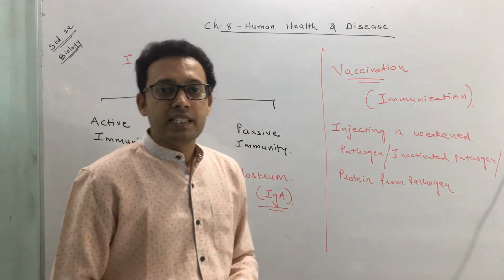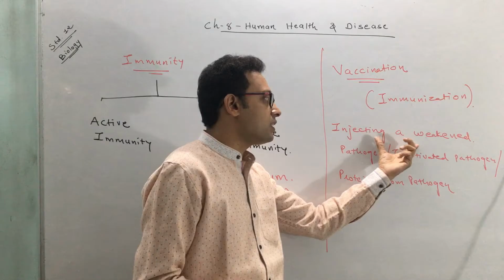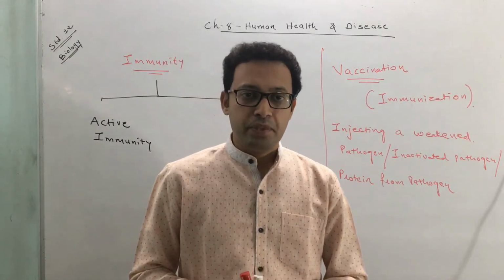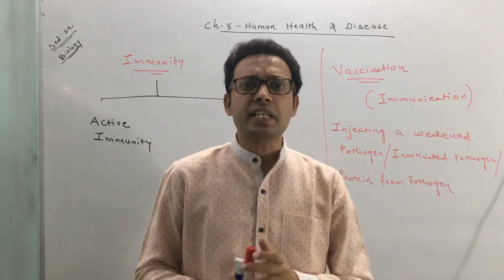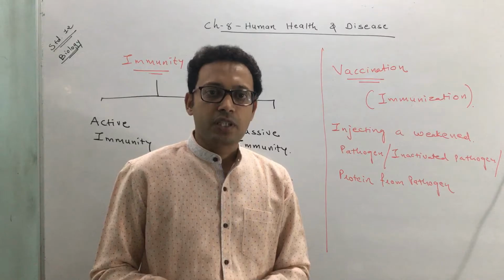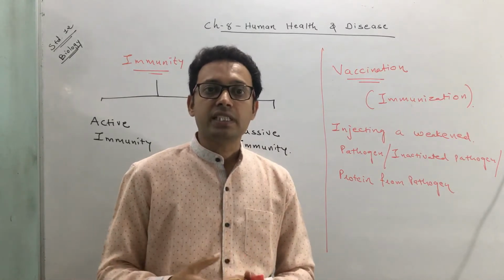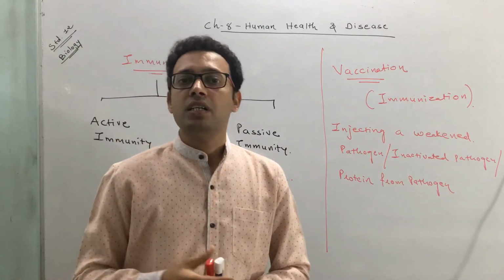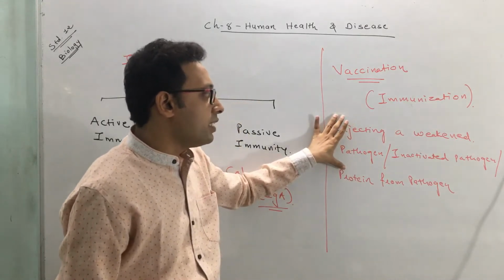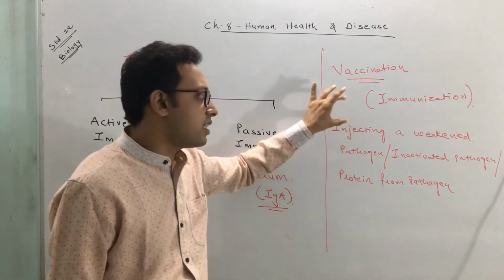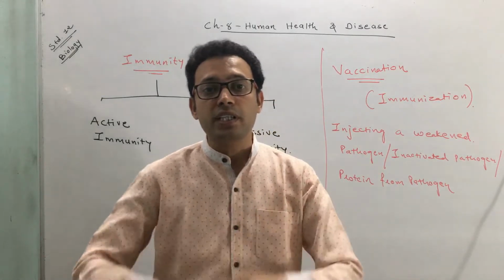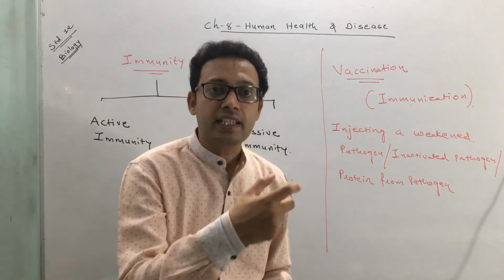Initially, when a first time exposure takes place, you know the characteristic of immunity we learned in the previous session: the response produced on first exposure is mild. But during that, the memory cells learn and recognize, and when a second time exposure takes place, the effect occurs very intensely. The same thing happens in vaccination. Here the vaccine contains either weakened pathogens, inactivated pathogens, or protein obtained from pathogens, and it is injected into a host.